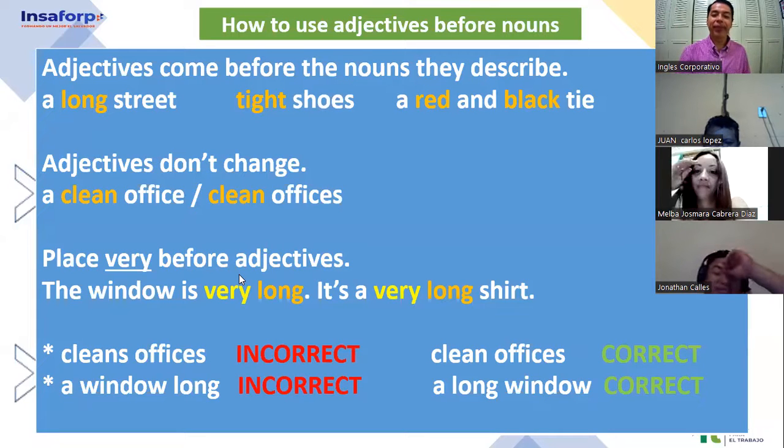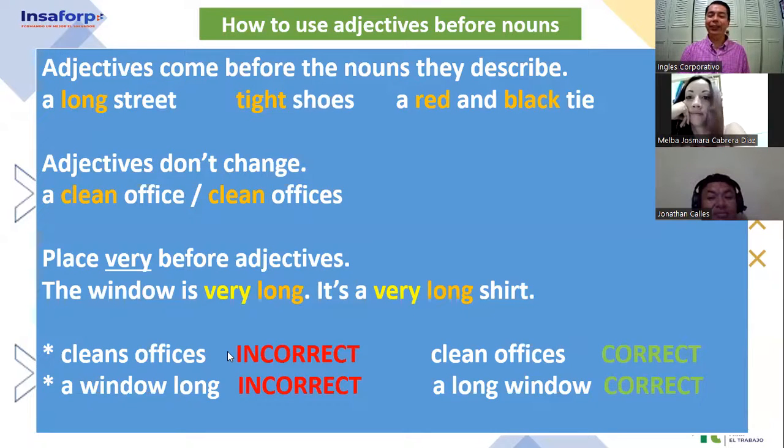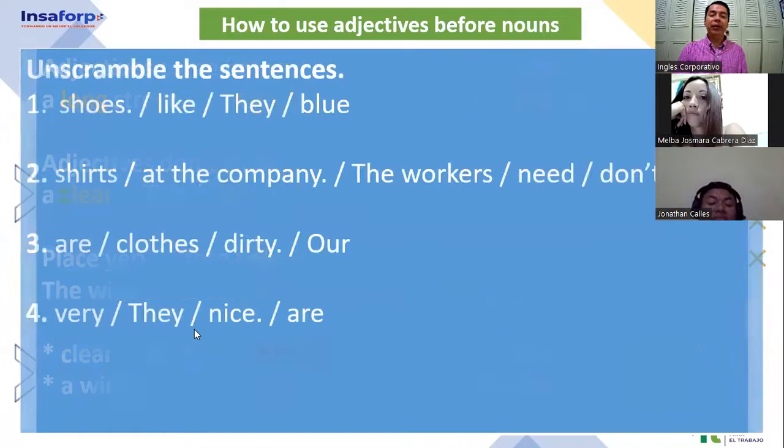Okay? Notice, for example, cleans offices. No. Incorrect. Clean offices. Clean. A window long. No. A long window, right? We change, right? Okay. Now, let's go to this exercise.